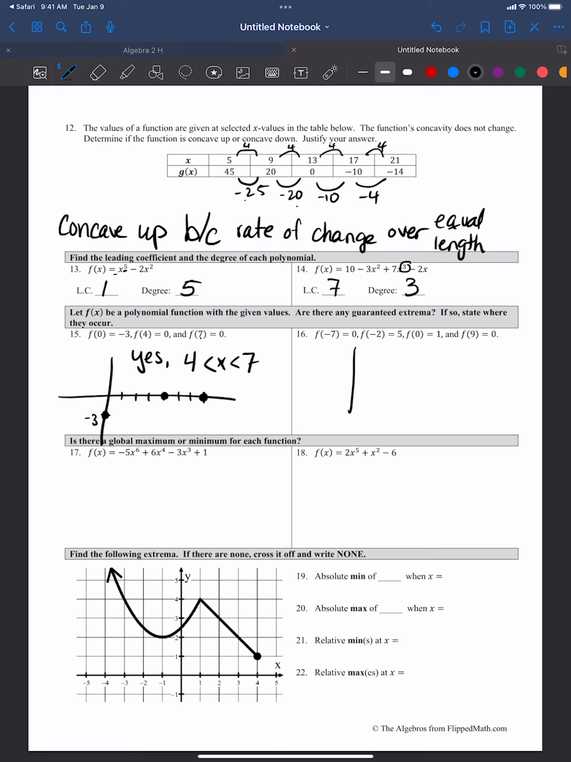Now on this next one, I have at negative 7, ooh, it's a little short.